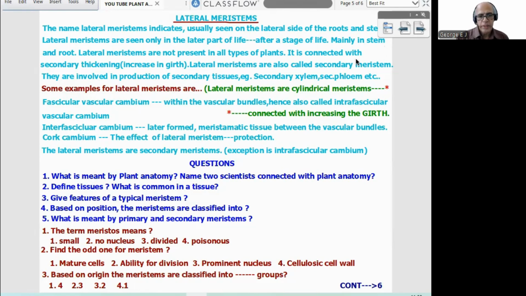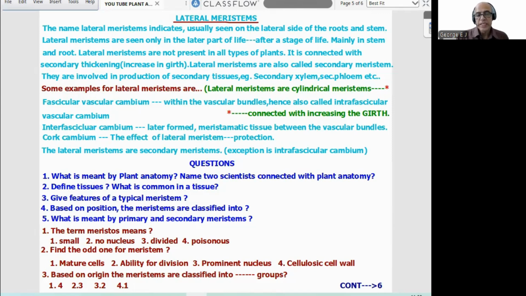And some examples of lateral meristem you can find here. They include fascicular vascular cambium. Fascicular means within the vascular bundle, hence also called intrafascicular vascular cambium. Then interfascicular cambium, which forms later as meristematic tissue between the vascular bundles. Then finally cork cambium, an effect of lateral meristem, mainly for protection.